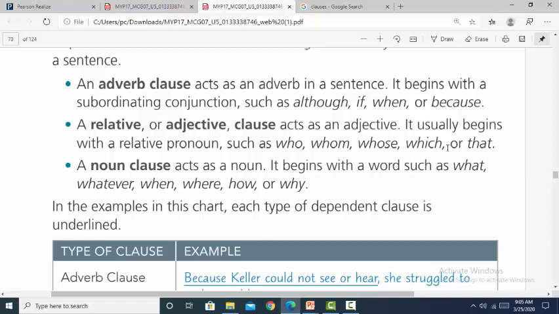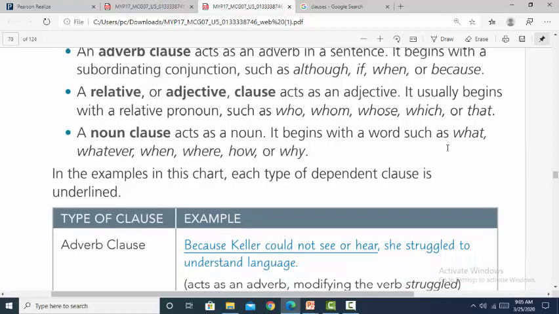Number two, relative or adjective clause. Relative or adjective clause acts as an adjective. It describes something. It gives more details about it. It usually begins with a relative pronoun, such as who, whom, whose, which, or that. Again, a relative or adjective clause acts as what? Yes, acts as an adjective. What does it begin with? It actually begins with a relative pronoun, such as who, whom, whose, which, or that.